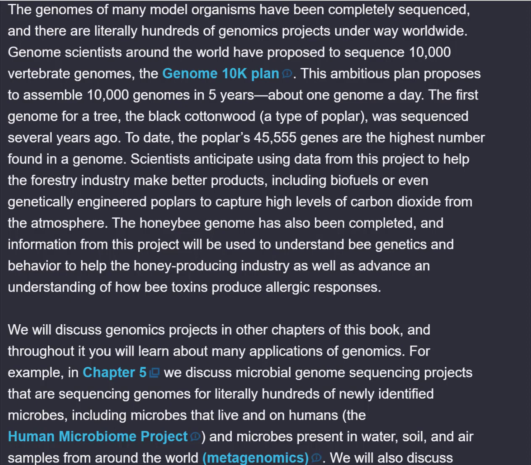The first genome for a tree, the black cottonwood, a type of poplar, was sequenced several years ago. To date, the poplar's 45,555 genes are the highest number found in a genome. Scientists anticipate using data from this project to help the forestry industry make better products, including biofuels or even genetically engineered poplars to capture high levels of carbon dioxide from the atmosphere. The honeybee genome has also been completed, and information from this project will be used to understand bee genetics and behavior to help the honey-producing industry as well as advance an understanding of how bee toxins produce allergic responses.